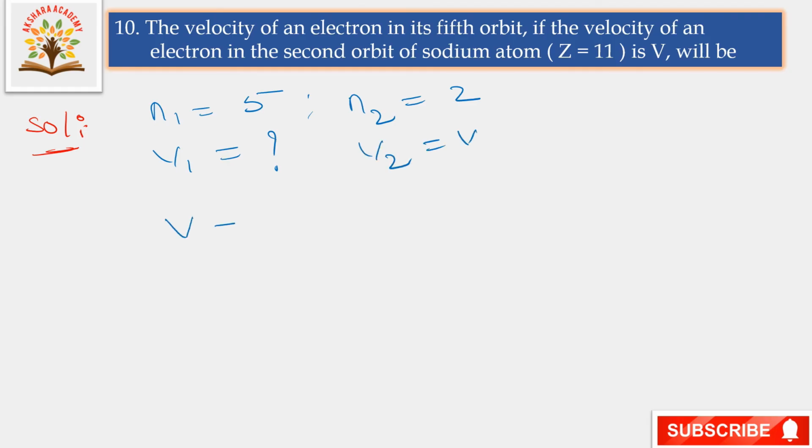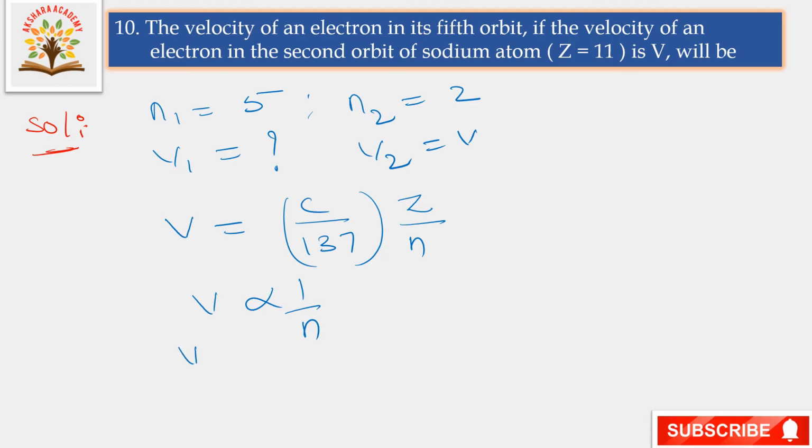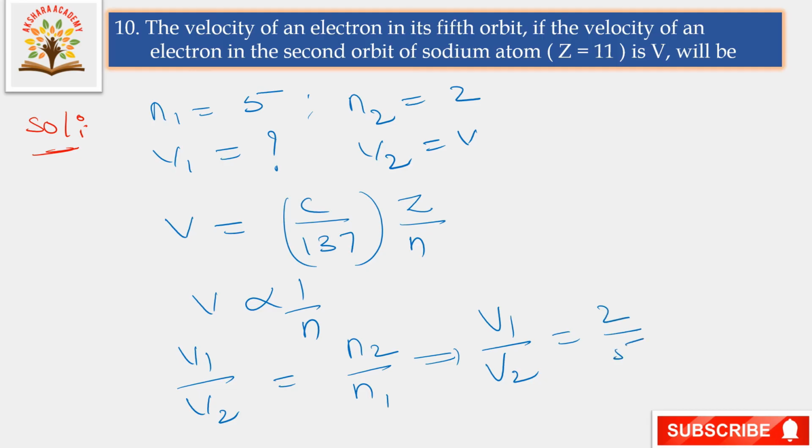So V is equal to C by 137 into Z by N. V is inversely proportional to N. So V1 by V2 is equal to N2 by N1. So this implies V1 by V2 is equal to 2 by 5. So V1 is equal to 2V by 5. This is the final answer. V1 is equal to 2V by 5.